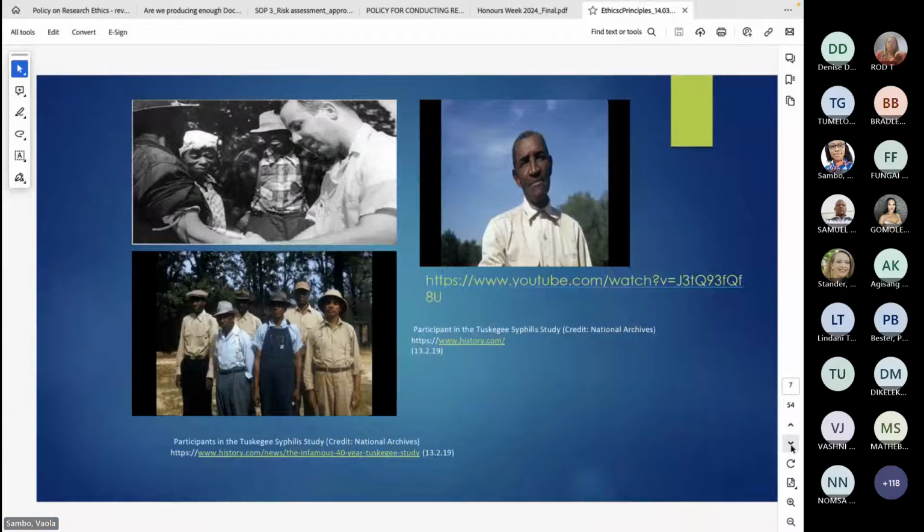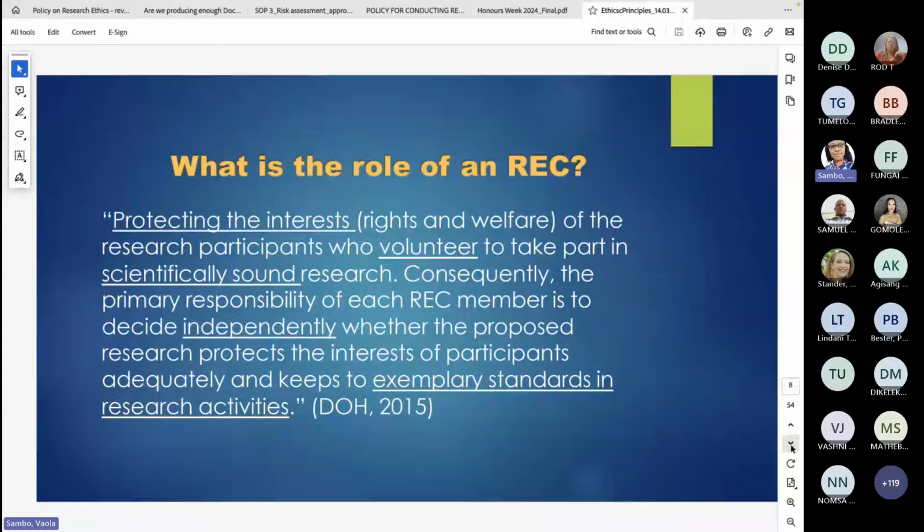who are in a position to look at those complicated applications. Okay, so just at a high level, what is the role of an ethics committee? We protect the interests, rights, and welfare of research participants who volunteer to take part in scientifically sound research. Consequently, the primary responsibility of each research ethics committee member is to decide independently whether the proposed research protects the interests of participants adequately and keeps to exemplary standards in research activities. So again, as I indicated, the issue of protecting the rights of research participants is something you'll see coming through constantly throughout this presentation. It is a very important principle.